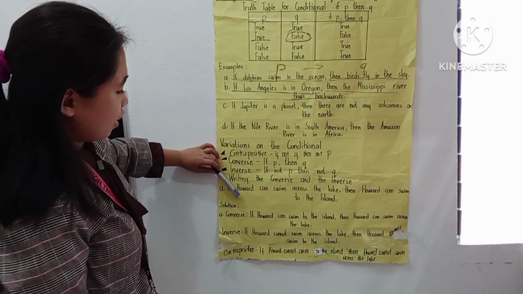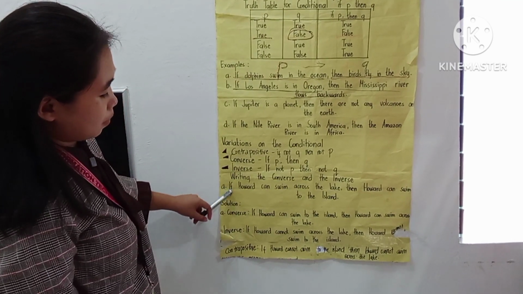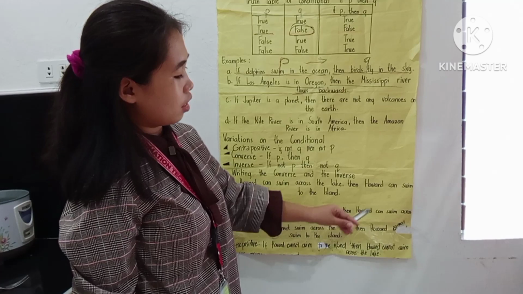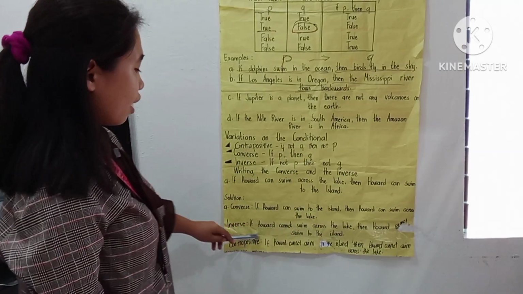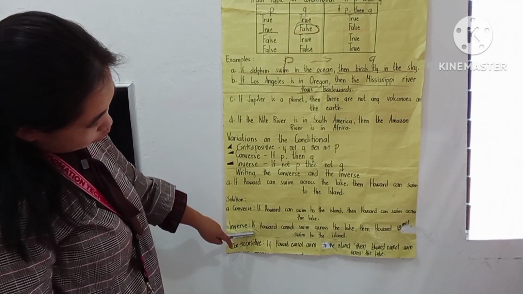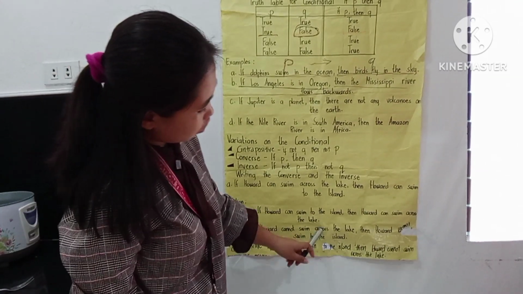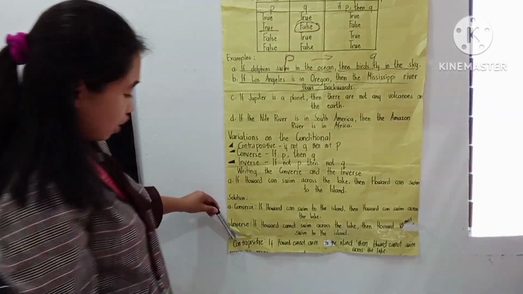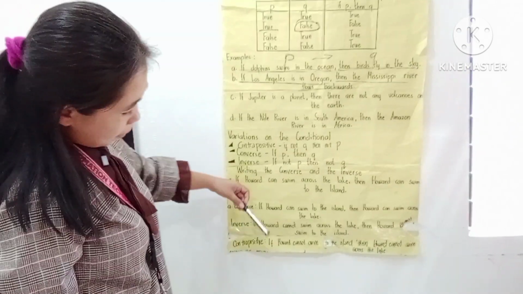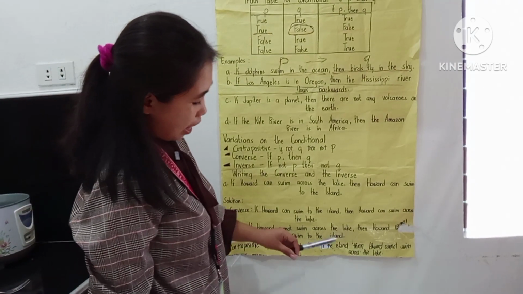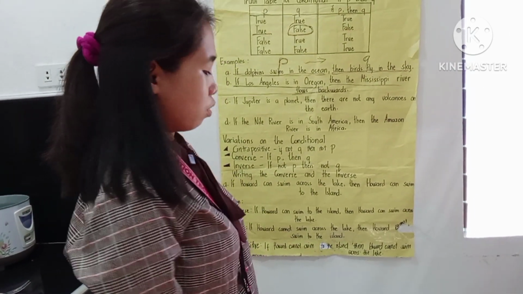In writing this into converse, this statement will become: if Howard can swim to the island, then Howard can swim across the lake. Then in writing the inverse, this will become: if Howard cannot swim across the lake, then Howard cannot swim to the island. And in writing this statement into contrapositive, this statement will become: if Howard cannot swim to the island, then Howard cannot swim across the lake.